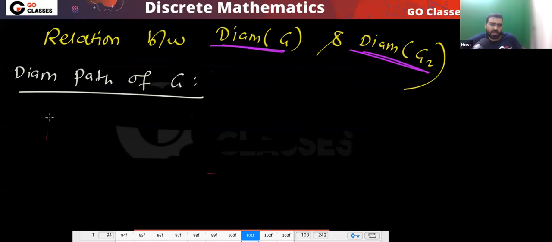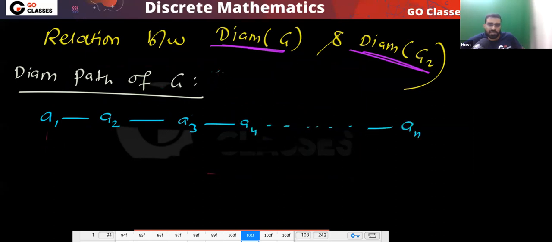let's assume this is the diameter path, like A1, then A2, then A3, A4, and so on, AN. If this is the diameter path, so diameter is N, right? So here the diameter of G, what is that? That is basically N minus 1, or maybe you can say N plus 1, so that it will become N. So the diameter is basically N.